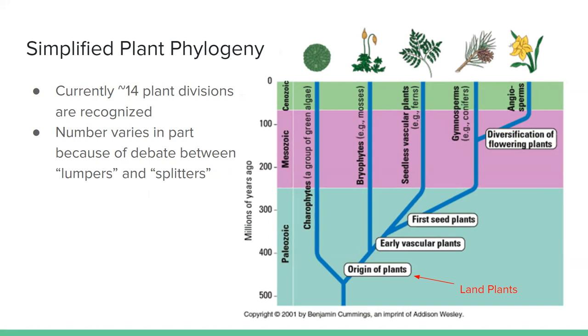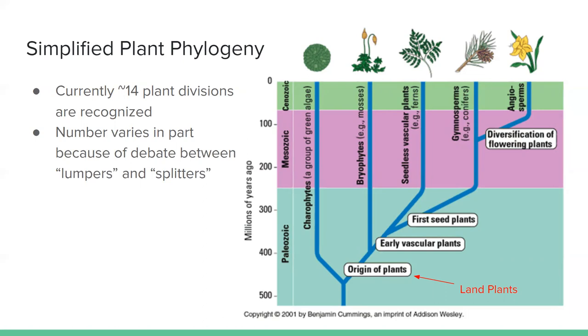So there are more than four plant divisions. It's usually about 14. There's a little tilde in there, an approximation, a waffling in my voice, because this is an area of ongoing research. And it's also partially based on, say, a scientist's personality almost.